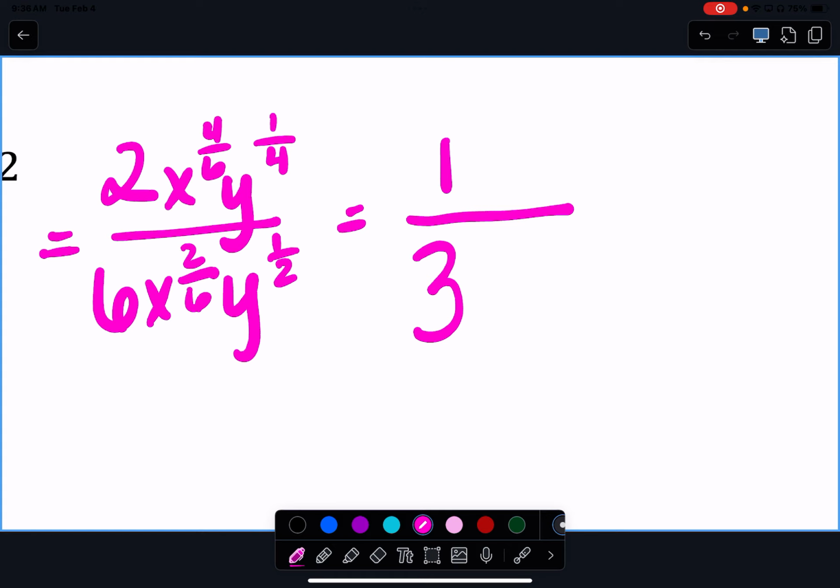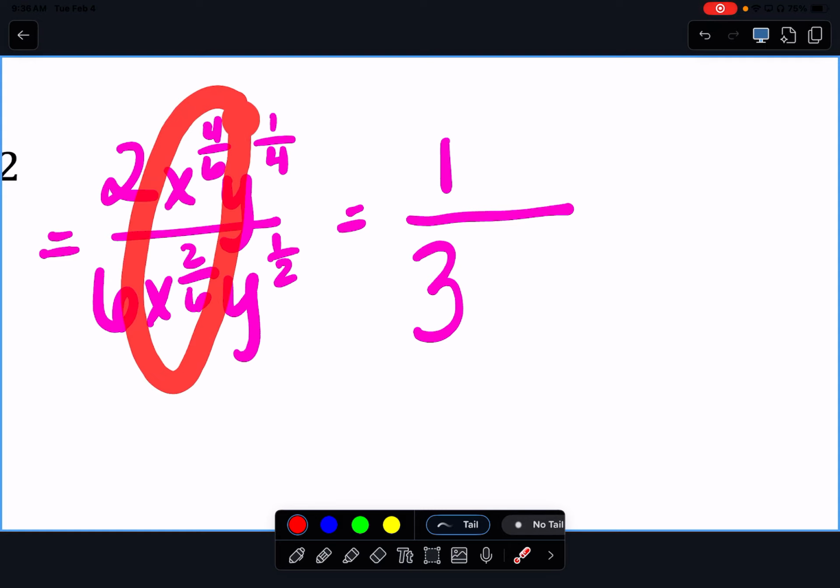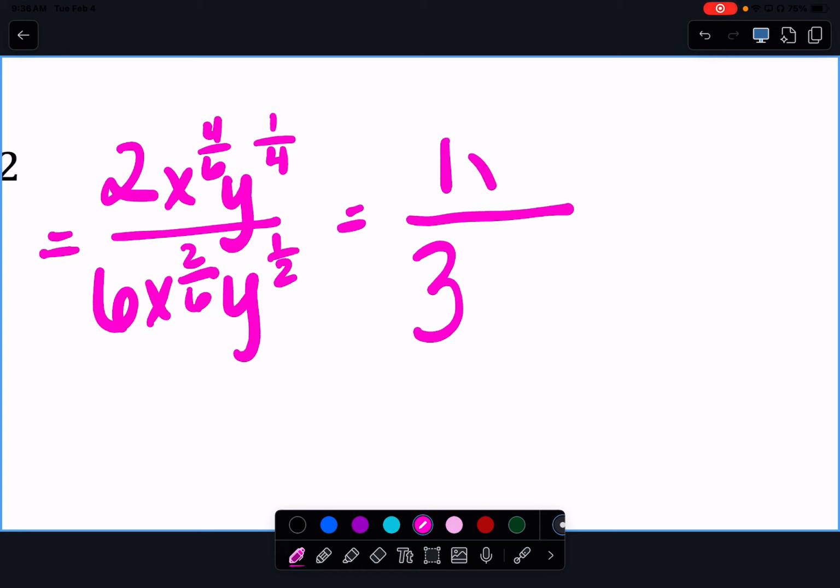All right, now, when I divide, what do I need to do with exponents? When you divide, you subtract. What is 4/6 minus 2/6? 2/6. So we get x to the 2/6.